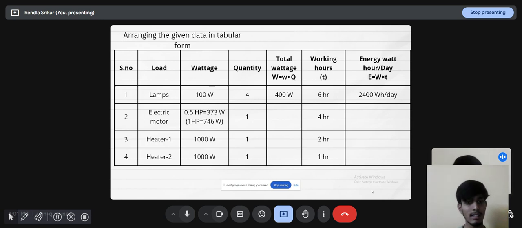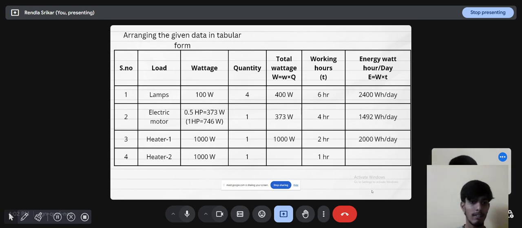Then next, in the second case, we have the electric motor. Since in the question the wattage is not specified in watts, but is specified as 0.5 HP, here we have a small conversion where 1 HP is equal to 746 watts. Since it is given that a 0.5 HP motor is used, we'll be converting it into watts, which results in 373 watts. The quantity is 1. So the total wattage will be 373 watts, and the energy watt hour per day will be equal to 1492 watt hour per day.